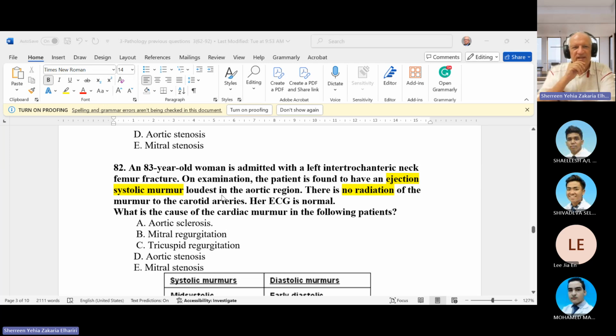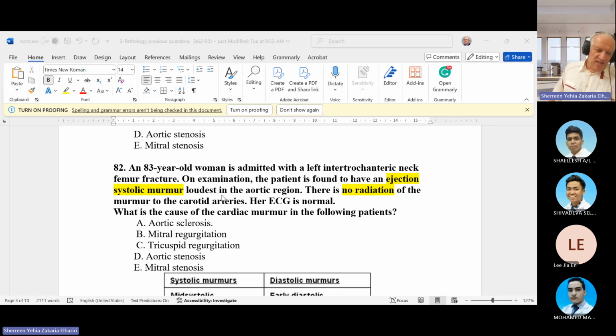An 83-year-old woman admitted for a left intertrochanteric neck fracture of the femur. On examination, they found an ejection systolic murmur at the aortic region. Of course, this patient is unlikely to have rheumatic heart and still be alive at the age of 80-something. So what happened to her? They have something in the aorta due to old age, which is calcification of the aorta, or we call it aortic sclerosis.